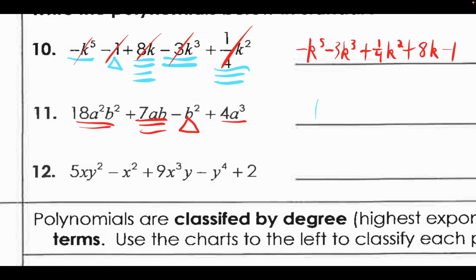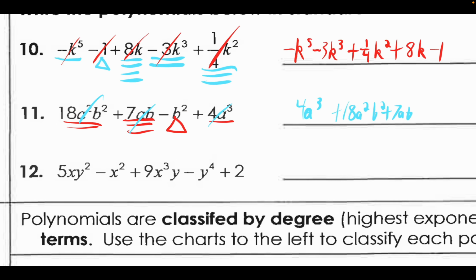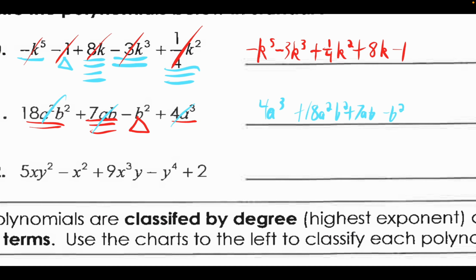So I have 4a cubed first, 18a squared b squared second, 7ab third, and then minus b squared last.